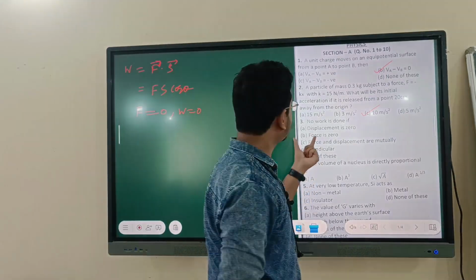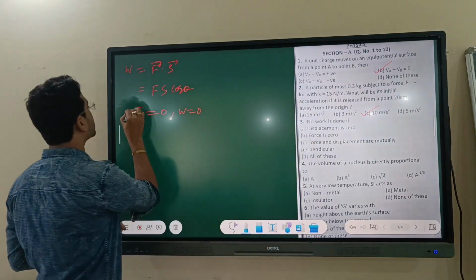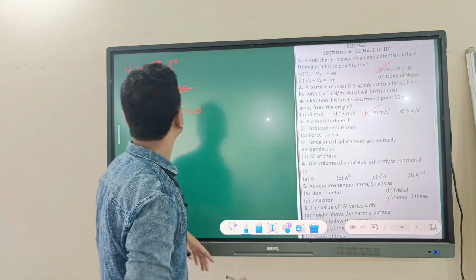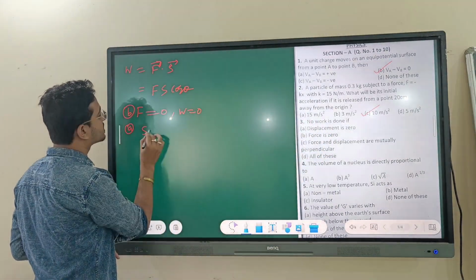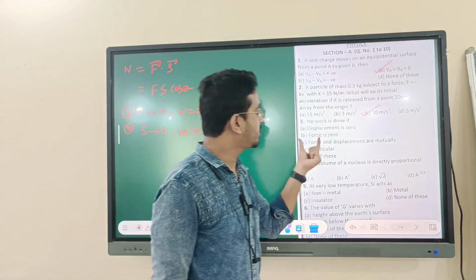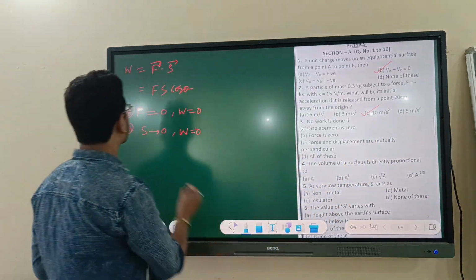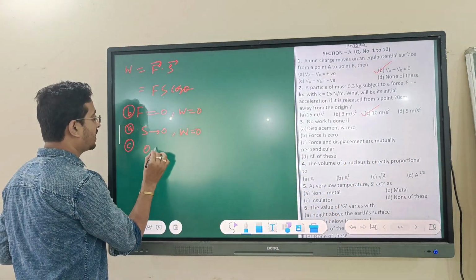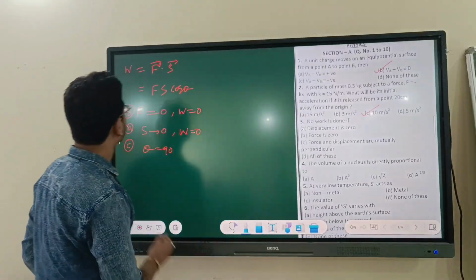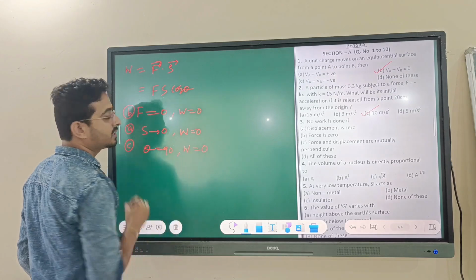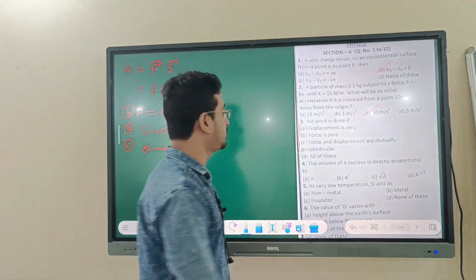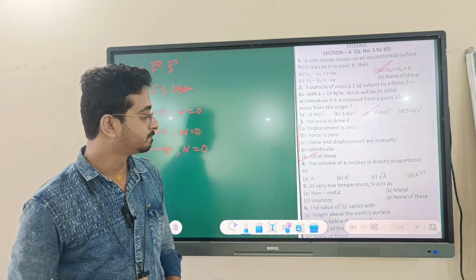This is for option B: force is 0, then work is 0, no work done. And for the first option, displacement S is 0, then work is 0. Now if force and displacement are mutually perpendicular, that is option C, theta is 90 degrees, so W will again be 0. Here all three above options are correct. So the correct option will be option D, all of the above.